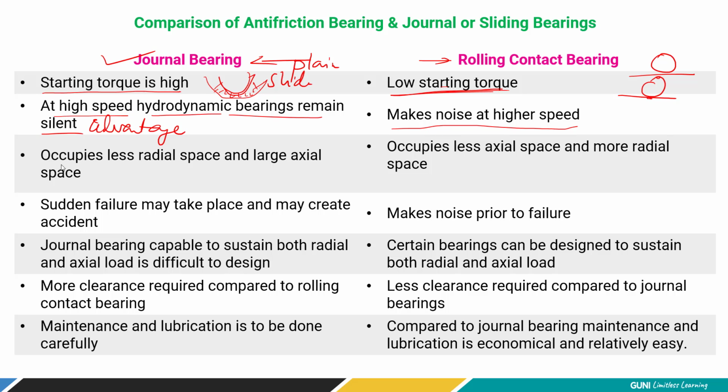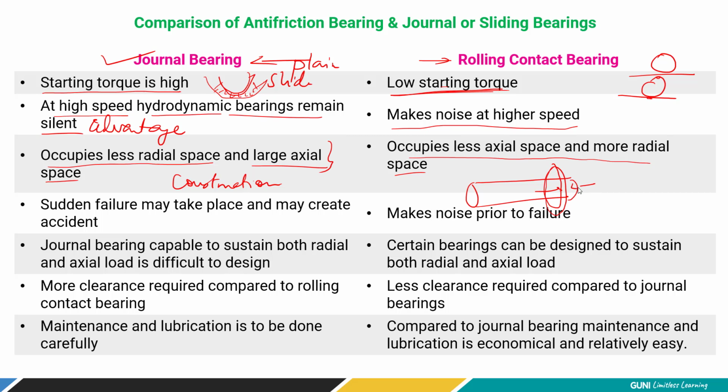Now the third comparison is that they occupy less radial space and large axial space. Now you have to understand this. This is basically related to the construction. These ball bearings or simply roller contact bearings occupy less axial space and more radial space. Now what is this exactly? Let me draw the shaft over here. If you recall the ball bearing, it is circular in shape, but its thickness is very little.